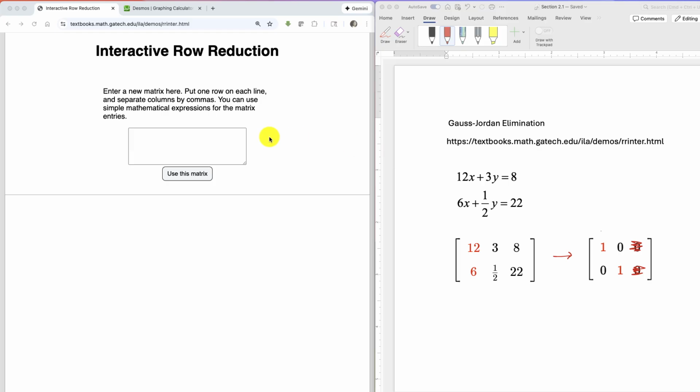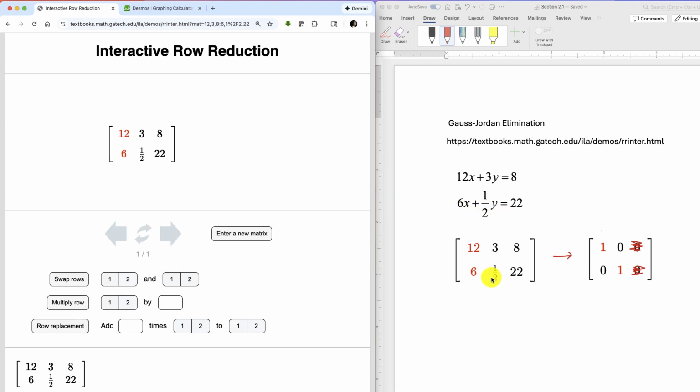How it works is you need to put in the coefficients of the variables and then the constant at the equal sign, separated by commas on each row. So 12, 3, 8, separated by commas, then 6, 1/2, and 22. Click use this matrix and it creates the matrix.